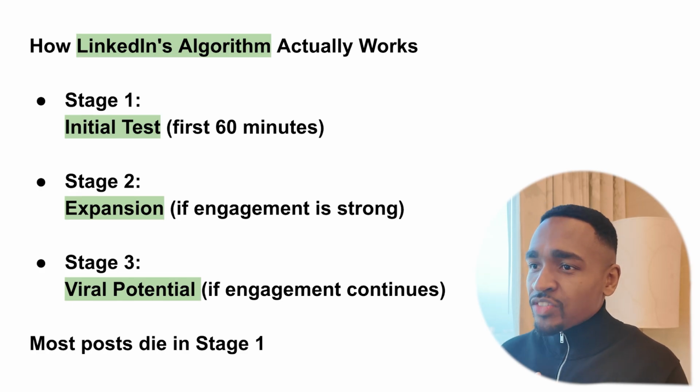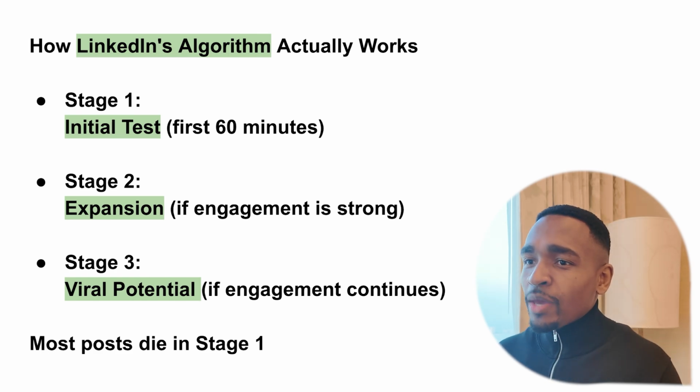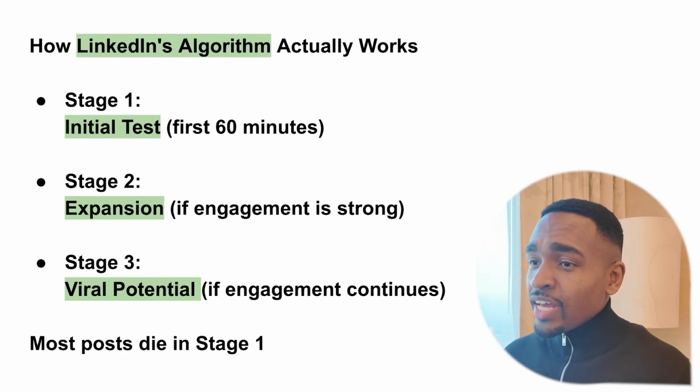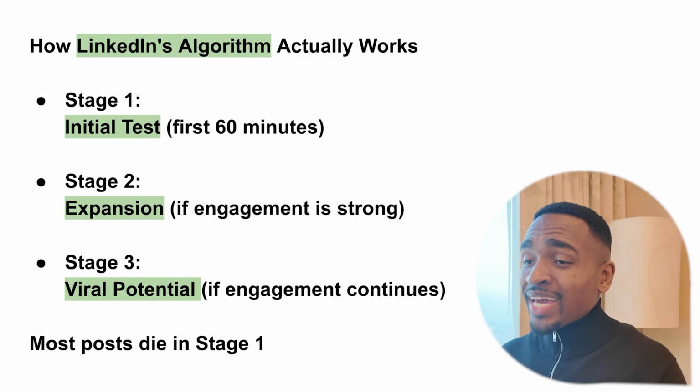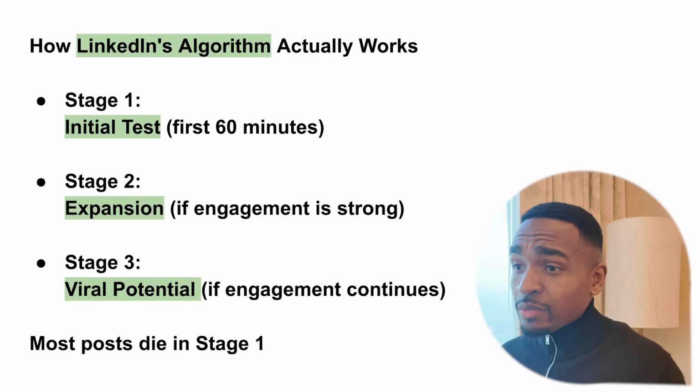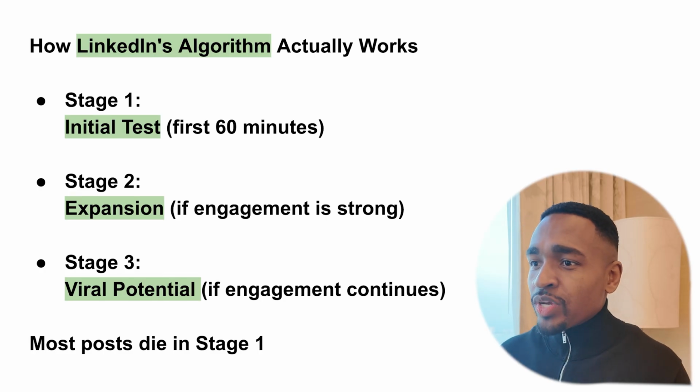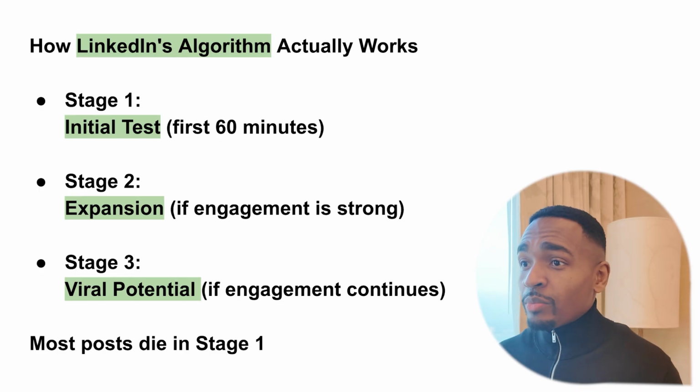Then the third stage is viral potential. If the engagement continues to be strong, LinkedIn will then push your post even further to people outside of your network who might be interested in the same topic. So the problem is that most posts end up dying in stage 1. They just don't get enough engagement in the first 60 minutes. So LinkedIn then kills the reach and it moves on. And this is why understanding the algorithm is so important.